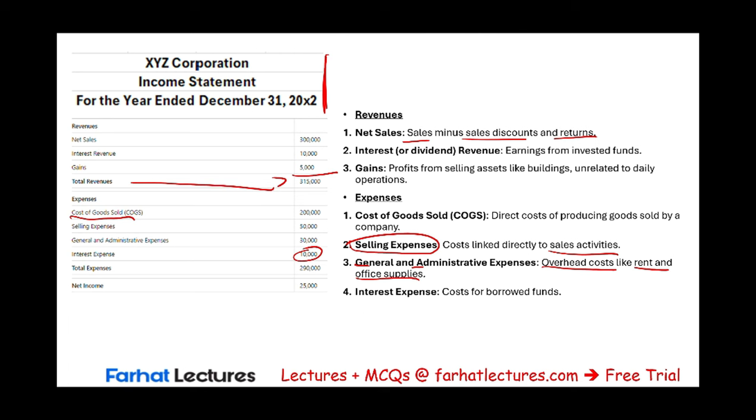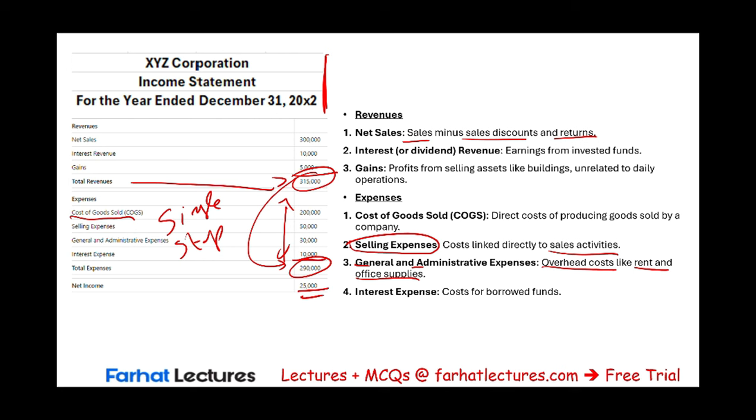It's a finance expense. We don't differentiate between any of these expenses. We list them all together. We add them up. We have total revenues minus total expenses. This is what we mean by a single step. Revenues minus expenses, we get the net income. Single step income statement.